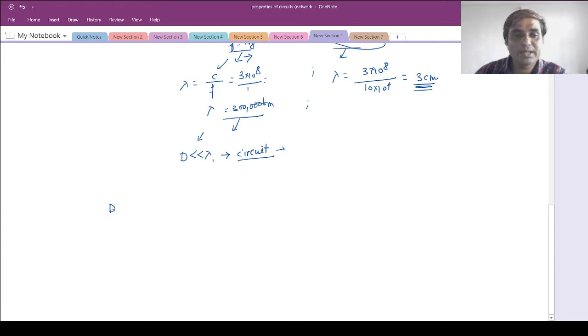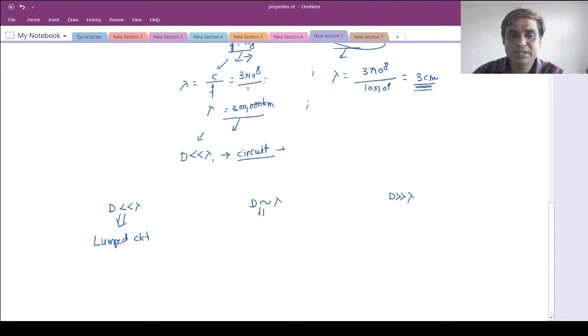One is when the dimension is very much less than the wavelength. The other is when the dimension is equal to the wavelength, and the last is when the dimension is very much greater than the wavelength. A simple electrical wire belongs to the first, whose dimension is very small compared to the wavelength. Then that kind of thing is called a circuit, or a lumped circuit or lumped network.